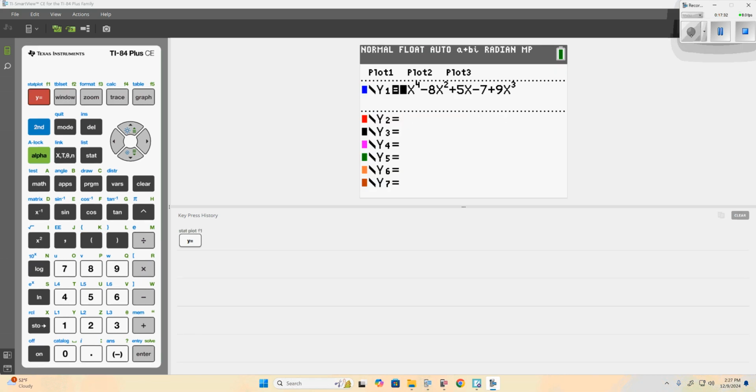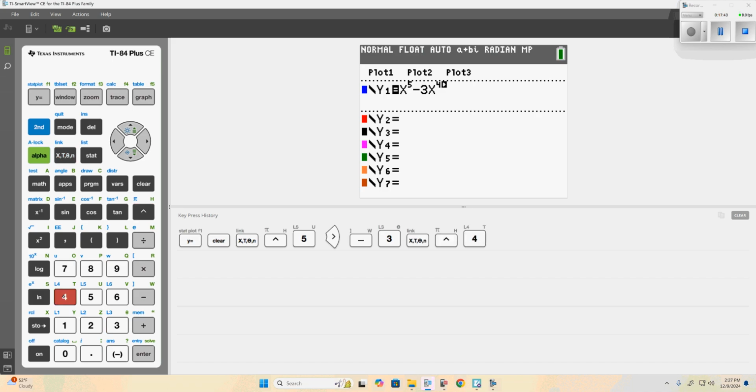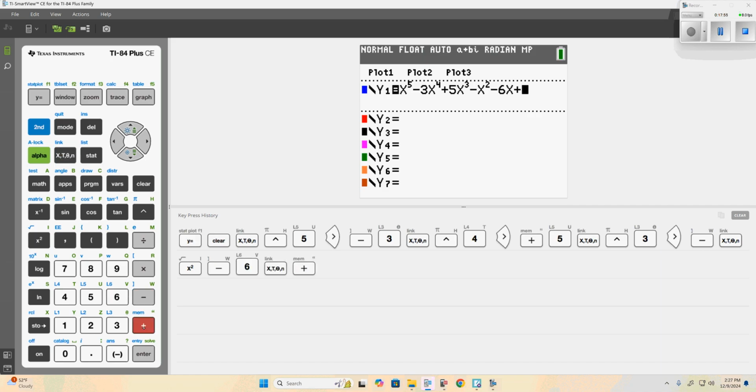That's part of why I closed that down, because I don't know how long it was going to take for it to do whatever it was trying to do. X to the 5th minus 3x to the 4th plus 5x cubed minus x squared minus 6x plus 4.